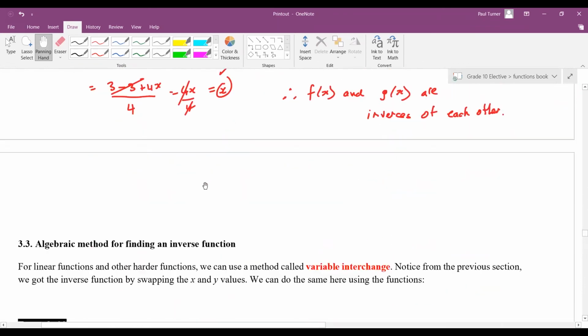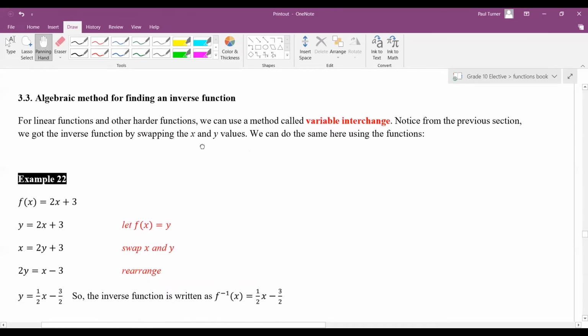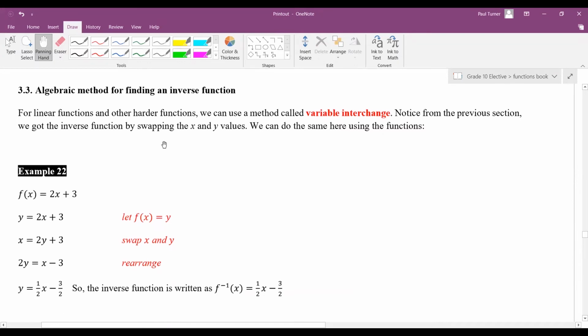So let's go down. Now, this is probably the most important thing you're going to do, and we've got about 20 minutes. So let's have a look. Here it says for linear functions and other harder functions, we can use a method called variable interchange. Notice from the previous section, we got the inverse function by swapping the x and y values. We can do the same here using the functions. So I'm going to redo this here so you can watch.